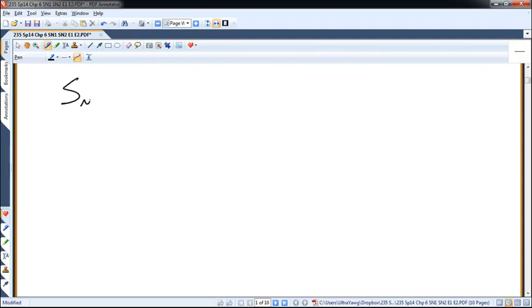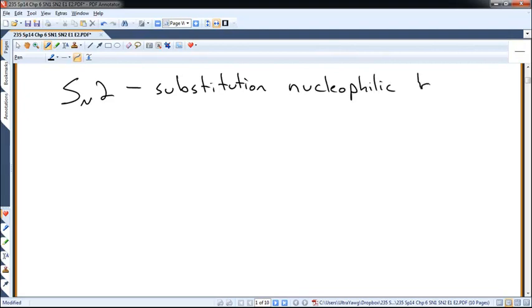So first I'm going to start out with SN2 chemistry. SN2 stands for substitution, nucleophilic, and the 2 means bimolecular, which means in the rate determining step, 2 molecules are involved. I write slower than I talk.